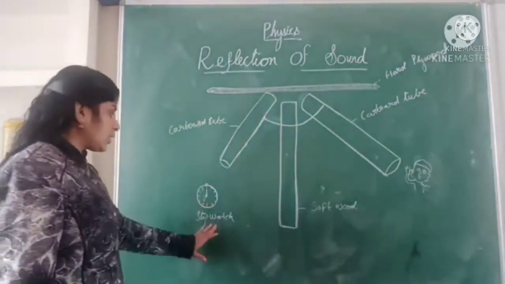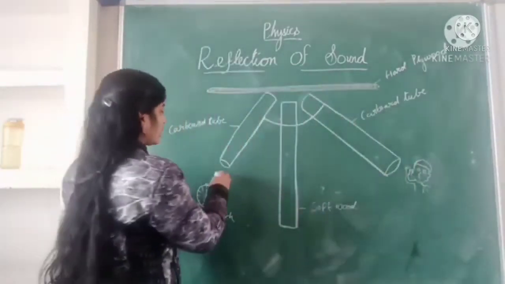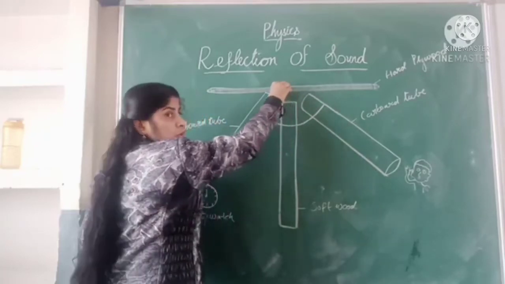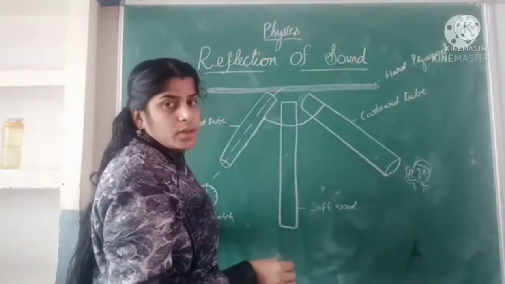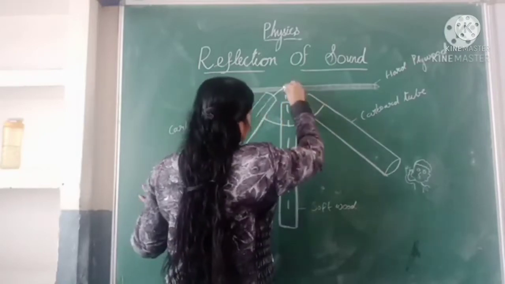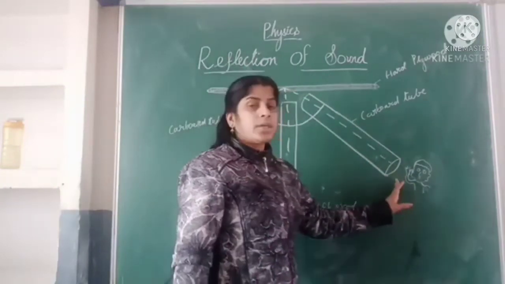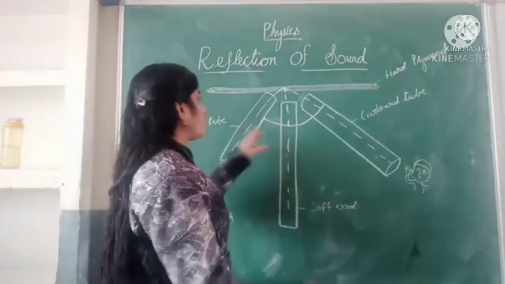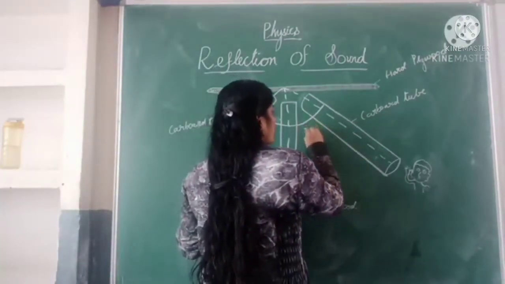So how does this work? When this stopwatch works, the sound travels through this cardboard tube and touches the hard plywood. When it touches the hard plywood, it is reflected to another direction. This is soft wood. Like this, we are able to hear the sound, that means reflection of sound. So this is the angle of incidence, and this is the angle of reflection.